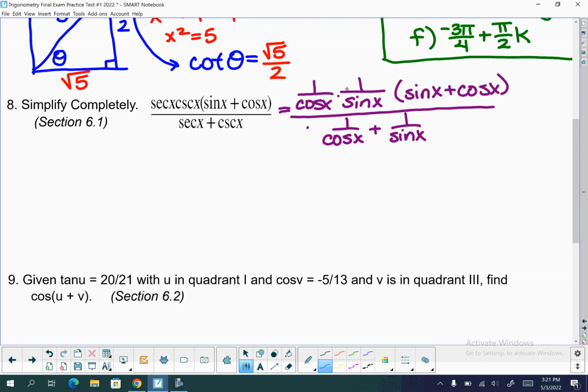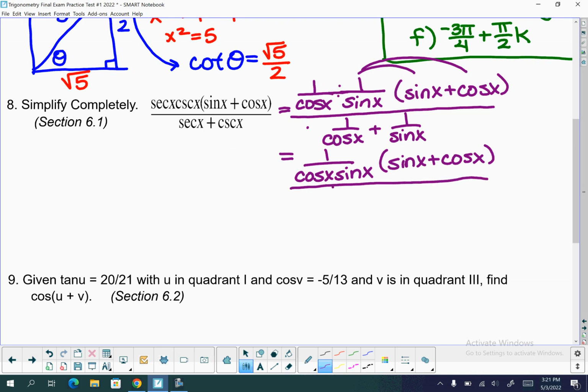The next thing I'm going to do is that term out front, you can just multiply the numerators and denominators together, so you can think of it as one big fraction if you like. We're going to distribute that in to the parentheses. So actually, let me write it out as that single fraction there. 1 over cosine sine times sine plus cosine, all over 1 over cosine plus 1 over sine.